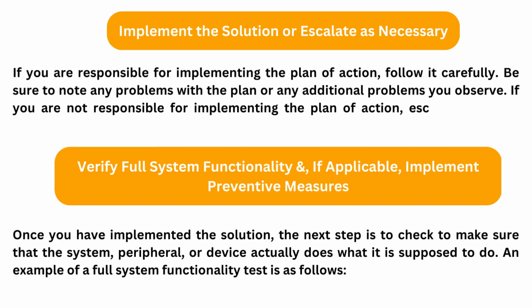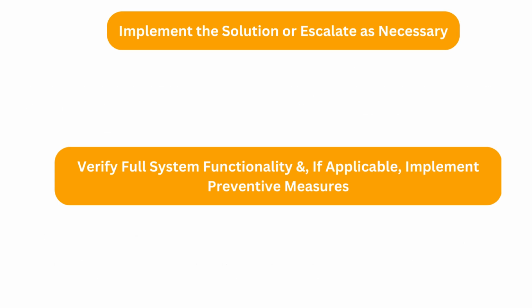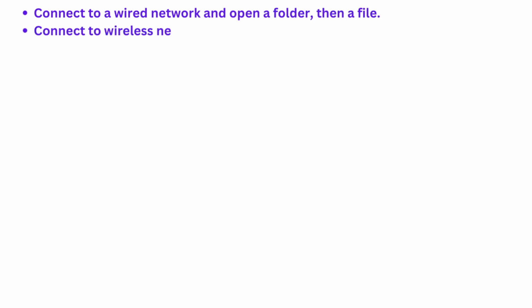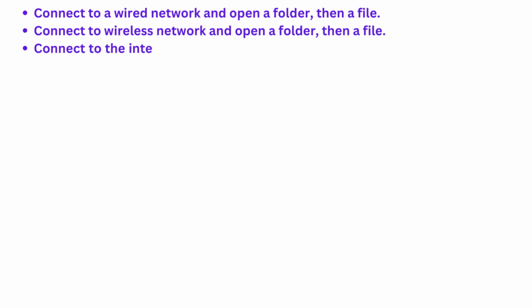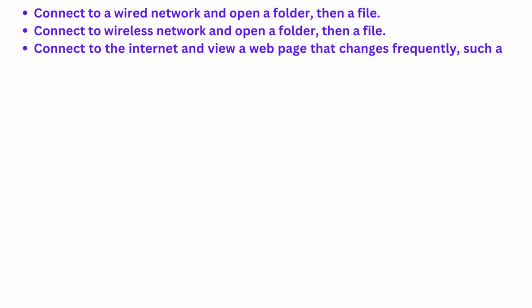Once you have implemented the solution, the next step is to check to make sure that the system, peripheral, or device actually does what it is supposed to do. An example of a full system functionality test is as follows. Connect to a wired network and open a folder, then a file. Connect to wireless network and open a folder, then a file. Connect to the internet and view a web page that changes frequently, such as a news aggregator.